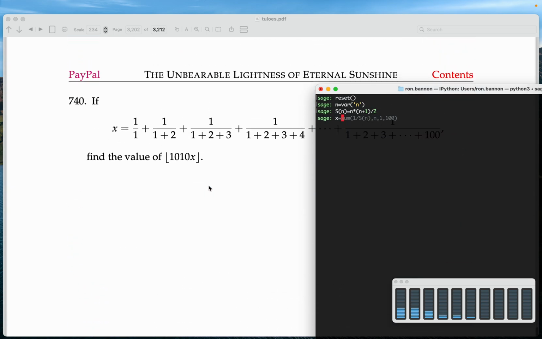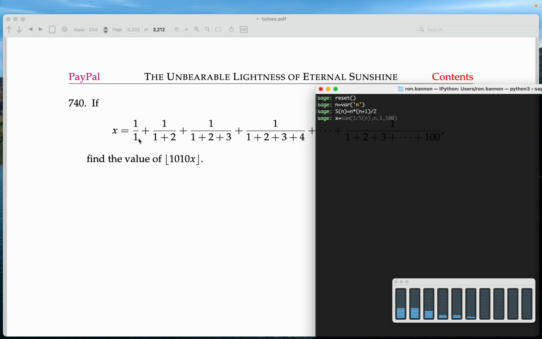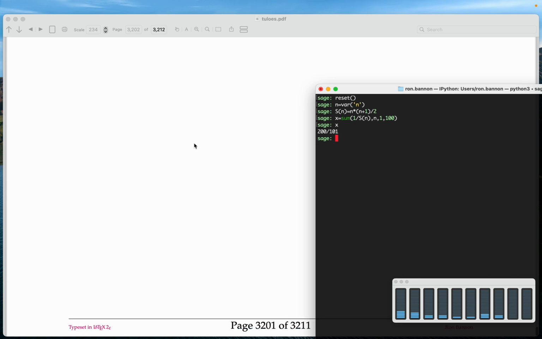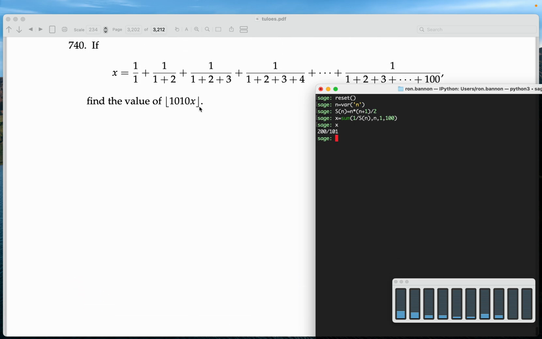It's what the sum is. This is 1 over S(n), and we're doing it from 1 up to 100. And I know what x is. You can display x if you want, and x is this number over here. Now, that's not their question. Their question is, what's the floor of this thing over here?